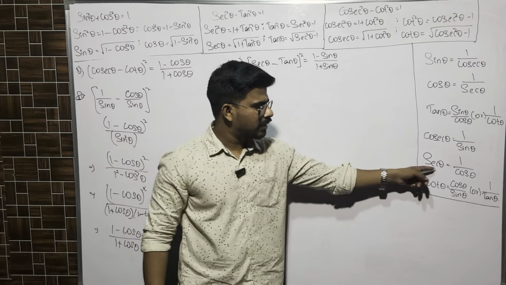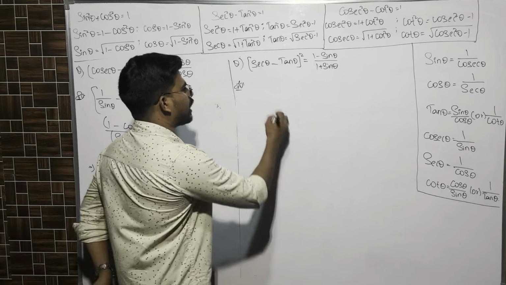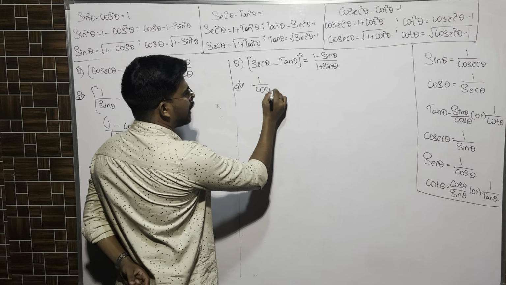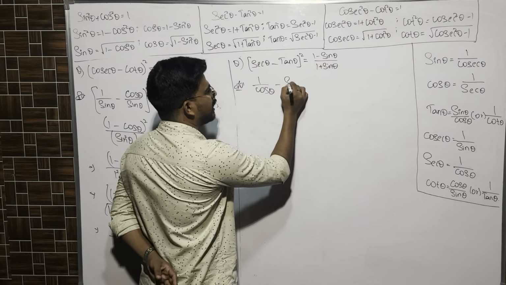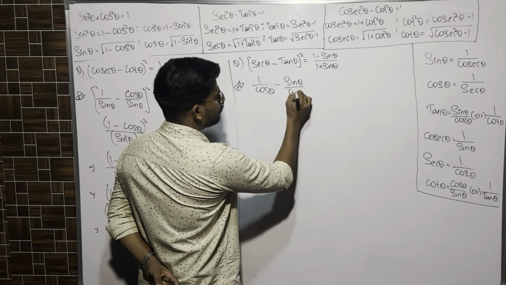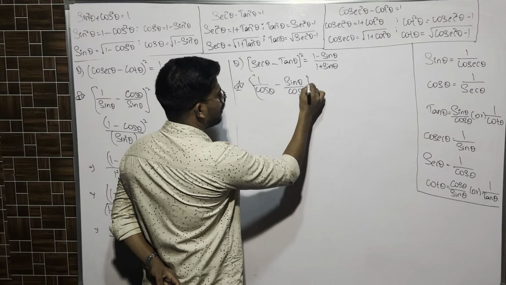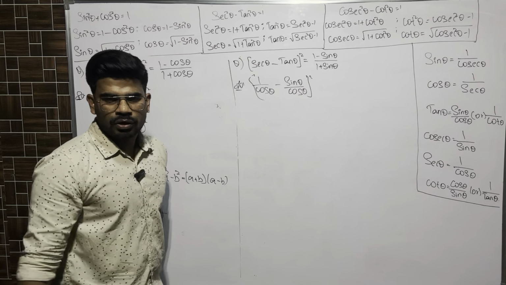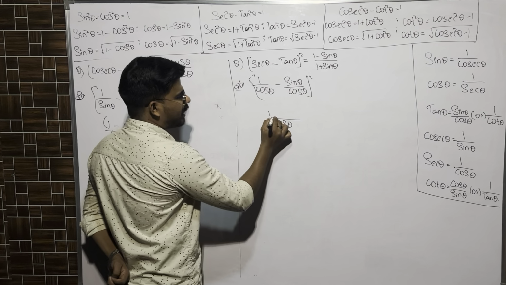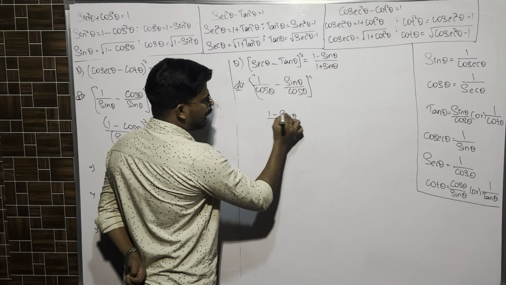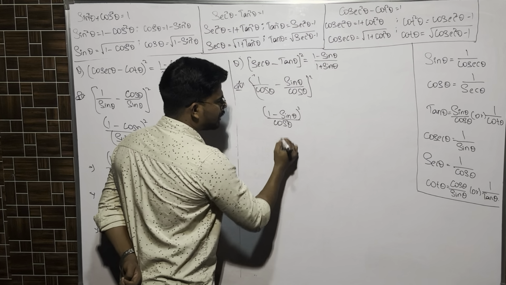Secant can be written as 1 by cos theta minus tan. Tan can be written as sine by cos, sine theta by cos theta whole square. Cos theta we can take as LCM. If I take cos theta as LCM, it is 1 minus sine theta, and I am splitting the square, and this is cos square theta.